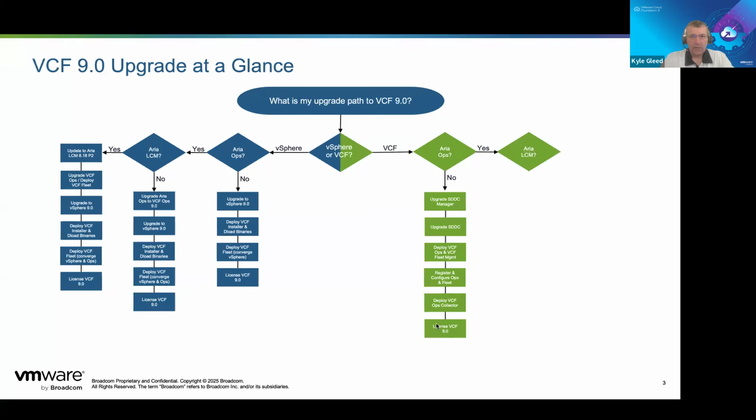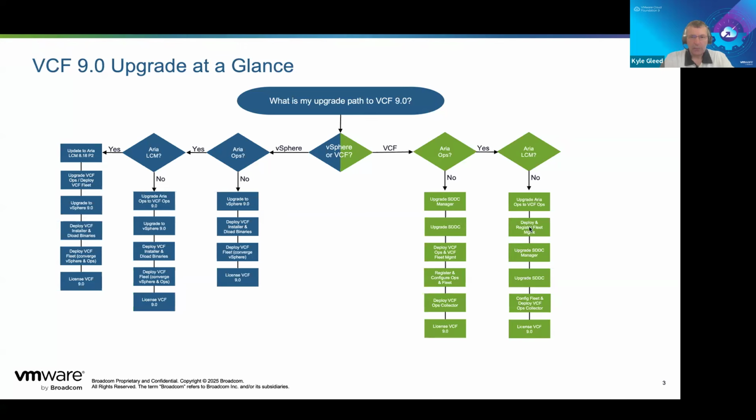Now, what if I have ARIA operations? Well, again, you have to ask yourself, is this ARIA operations standalone, or is it being managed by ARIA LCM? If it's a standalone, meaning there's no ARIA LCM, well, then you'll go in and follow a similar path to the vSphere side, where you first start by manually upgrading ARIA operations to VCF operations. And then you'll manually deploy the fleet management and do some configuration there. And then we'll go to the SDDC Manager, upgrade our VCF environment. And then we'll have to, after we upgrade the VCF environment, we'll come back and complete some of the configuration.